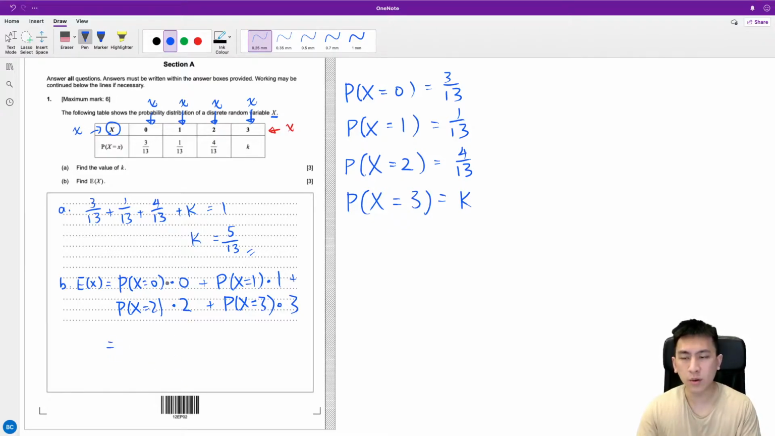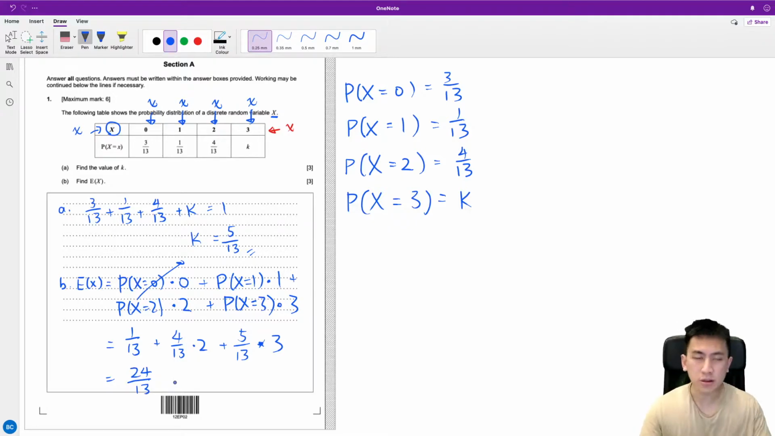The first term, no matter what, is multiplied by 0, so it goes away. Then the probability of X equals 1 is 1 out of 13, multiplied by 1 is still the same thing, plus probability X equals 2 is 4 out of 13, multiplied by 2, plus probability X equals 3 is k, which is 5 out of 13, times 3. Therefore, that's 8, that's 15, and that's 1, so that's going to be 24 out of 13, and then you're done. You don't need to turn it into a mixed number.